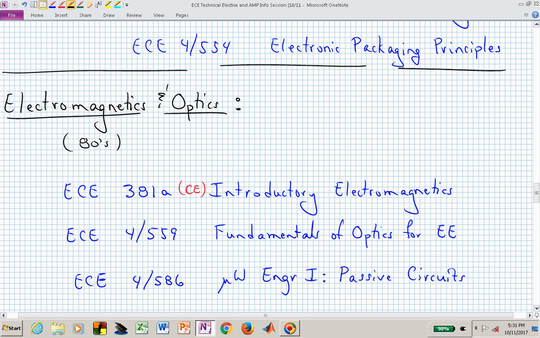I'm not sure where you're at in your progression through the discipline, but you could take even 486 as an undergrad, taking the 586 if you're in the AMP, and taking the 588 as a graduate student, for example.